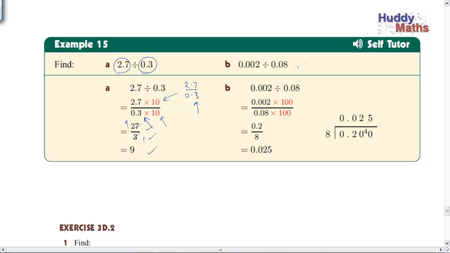What about this one? Now, the crucial thing here is the bottom line is 0.08. Let's make that a whole number by times it by 100. So you've got to times the top line by 100 as well. That only gives you 0.2. So the top line may not become a whole number, but the rule is because it's easier to divide by integers, you make the bottom line a whole number. Now you have to do your long division here.